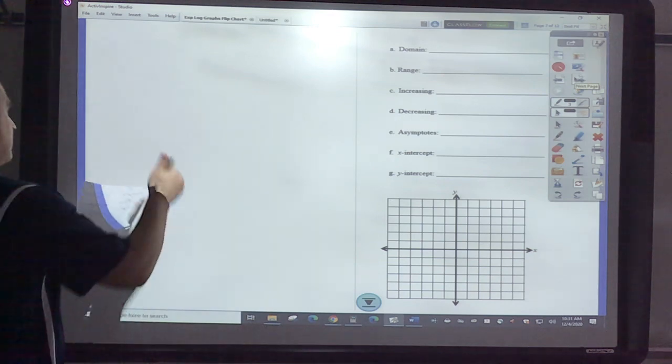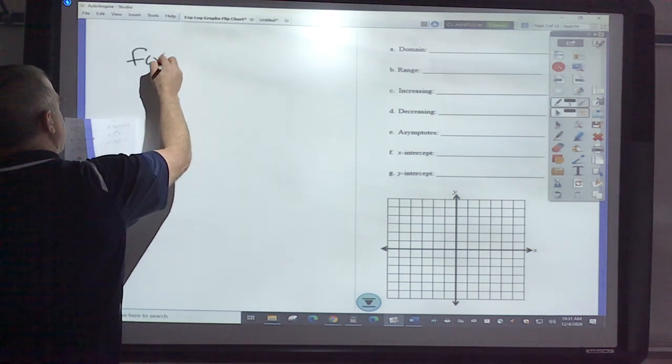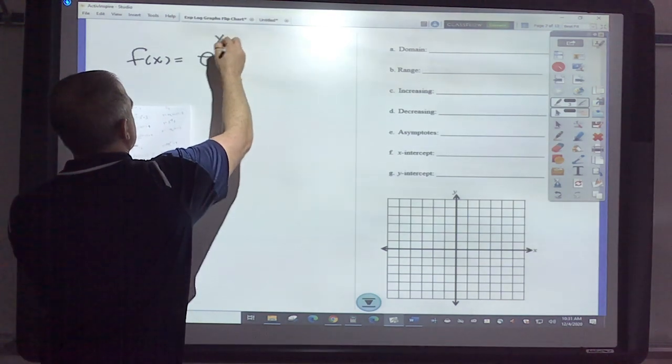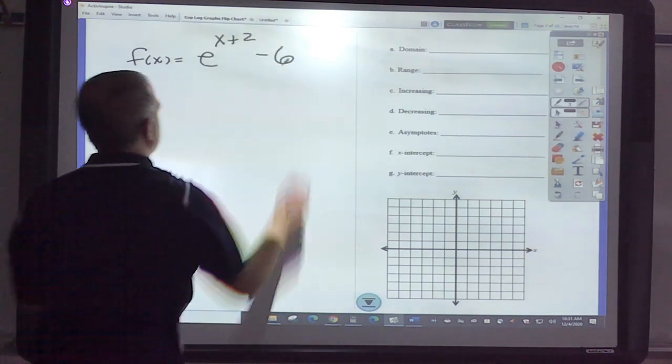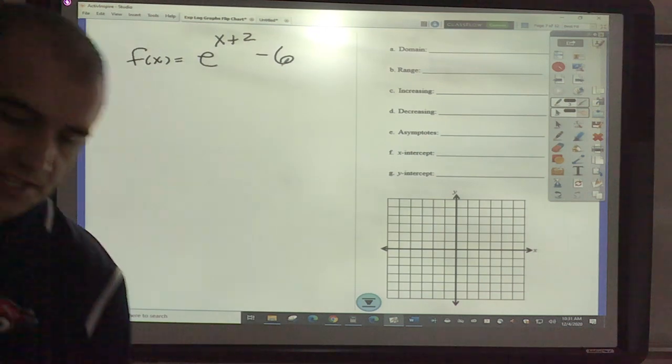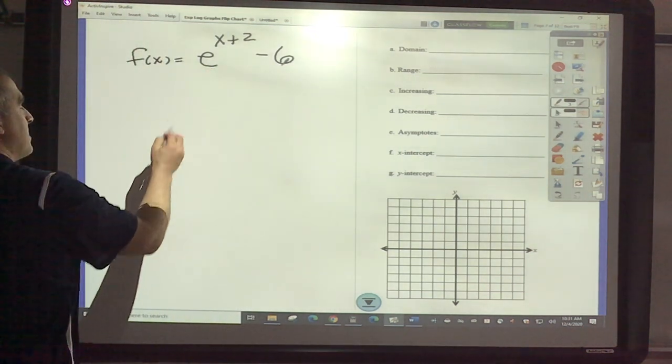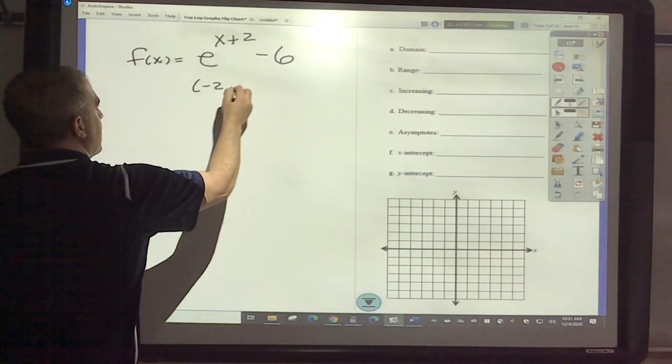Let's do, I want to talk about the x plus 2 minus 6, okay? Now, this is just the base exponential, all right? This is the base exponential. It is handled the same way.